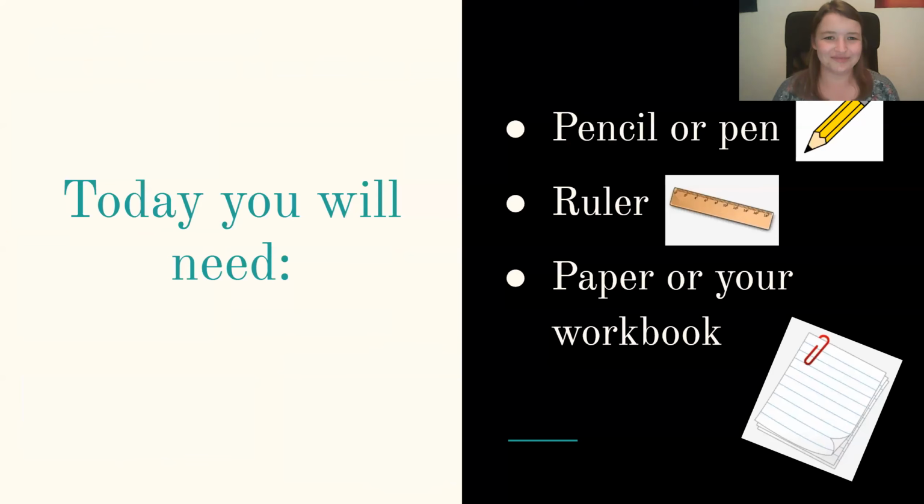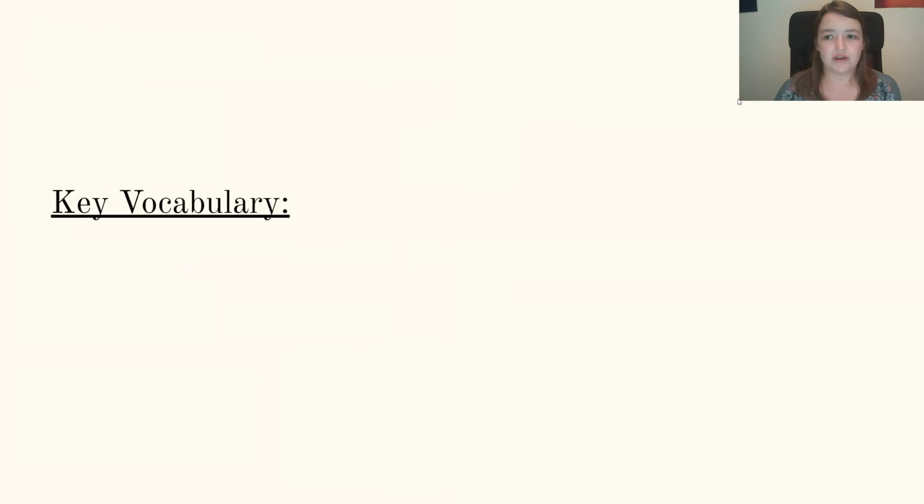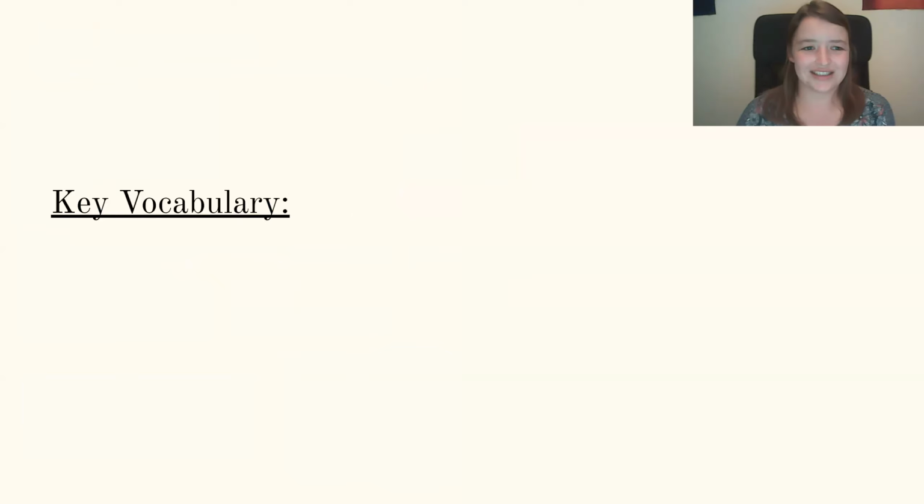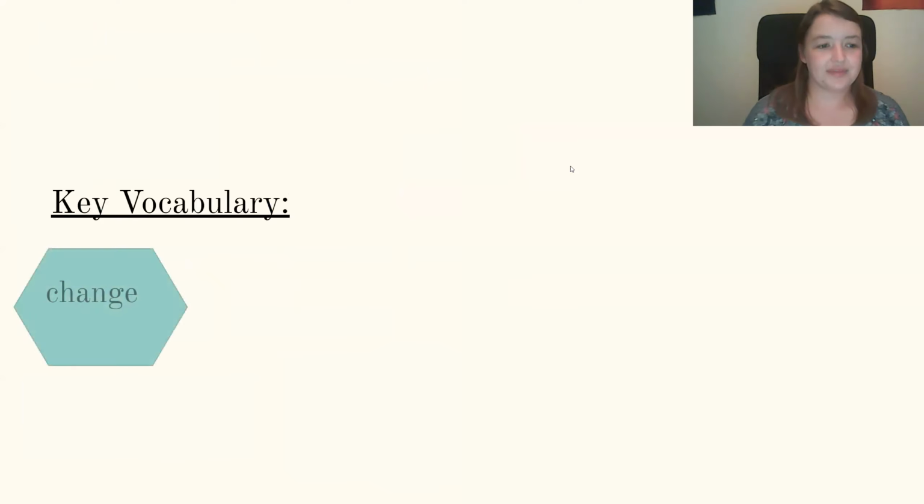Fab, well done. Today you are going to need a pencil or pen, a ruler, and some paper or your workbook to work in. So if you need to, you can pause the video now to go and get those things. Our key vocabulary today, change.